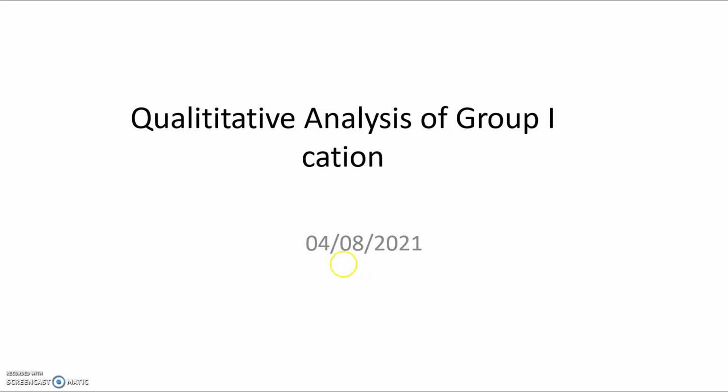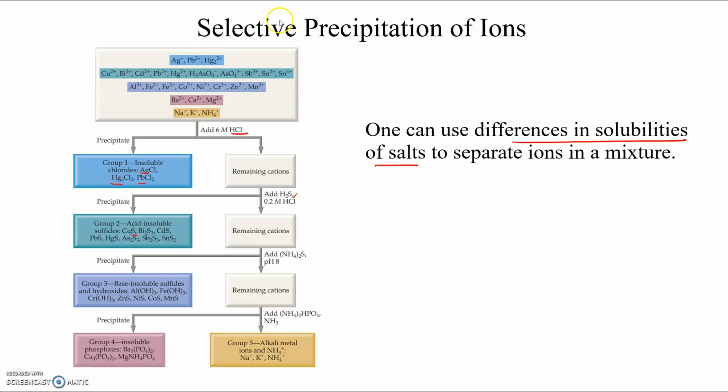And welcome. This is just a pre-lab video of the qualitative analysis of group 1 cation lab that we are going to do on Friday, April 9th. What we are going to do is a selective precipitation.